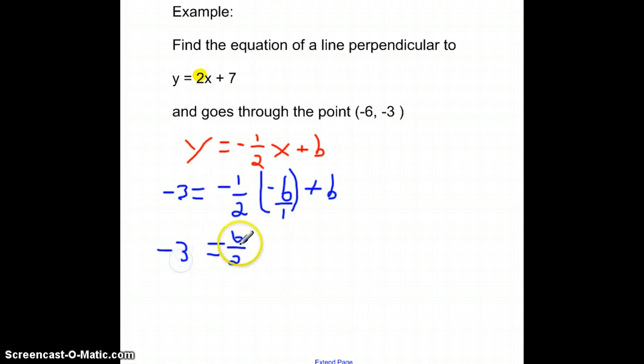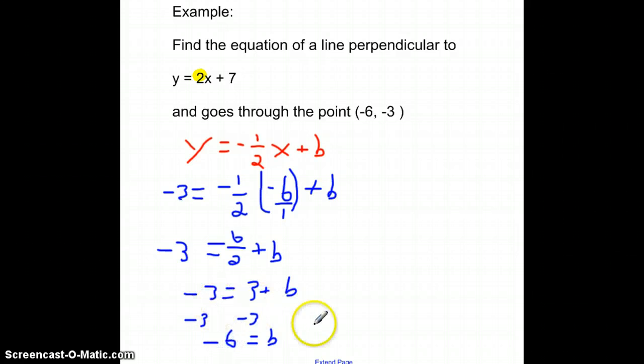Negative 3 equals positive 6 over 2 plus B. Well, positive 6 over 2, we all know that's just going to be 3. So we've got negative 3 equals 3 plus B. So I got to get B all by itself. Let's subtract 3 on both sides. So I've got B equals, and you should know this, negative 6. Negative 3 minus 3 gives negative 6.